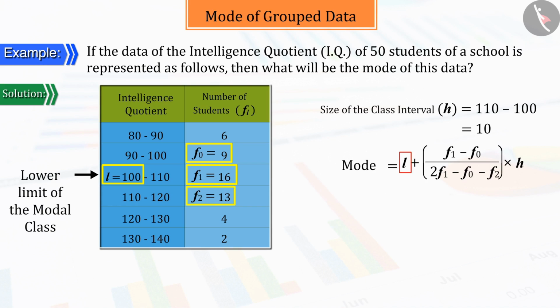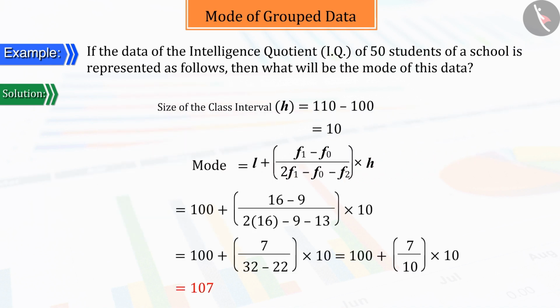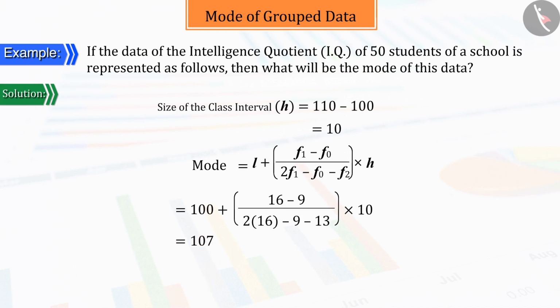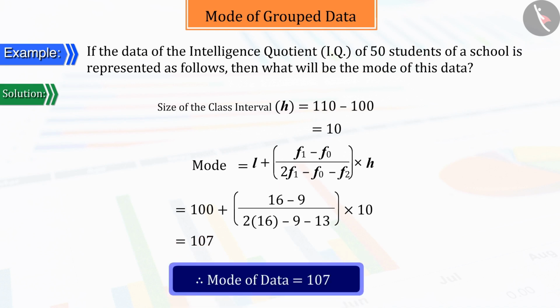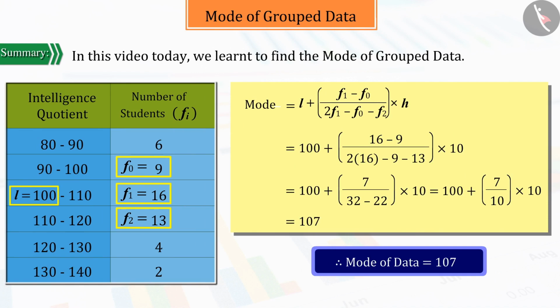So, substituting the obtained values of L, f0, f1, f2 and h in the modal formula and solving it, the value of mode is obtained as 107. Therefore, we can say that the mode of the given data is 107. In this video today, we learned to find the mode of grouped data. In the next video, we will see interesting examples based on this.